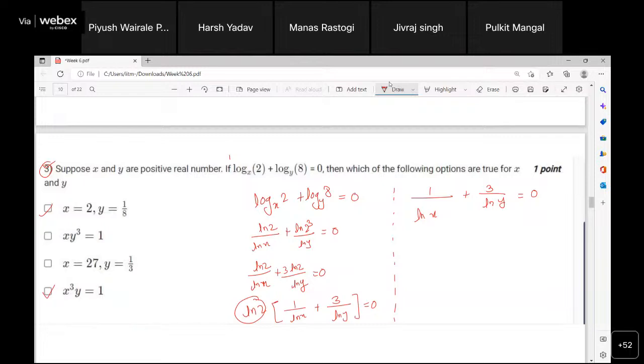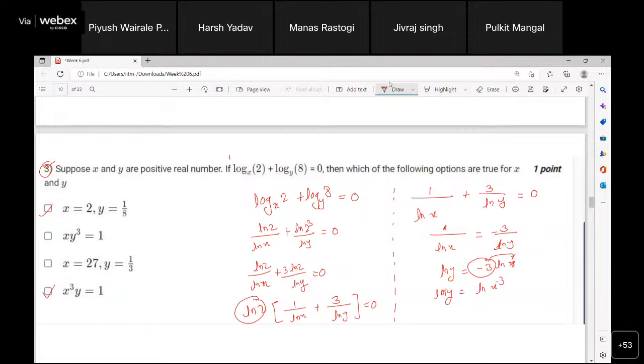Now I can take this term on the right hand side. So 1 upon ln of x equals to minus 3 upon ln of y. Okay, now tell me. Cross multiply, reciprocal. Now minus 3 will go on the power of x by the log property. Then ln of x to the power minus 3.